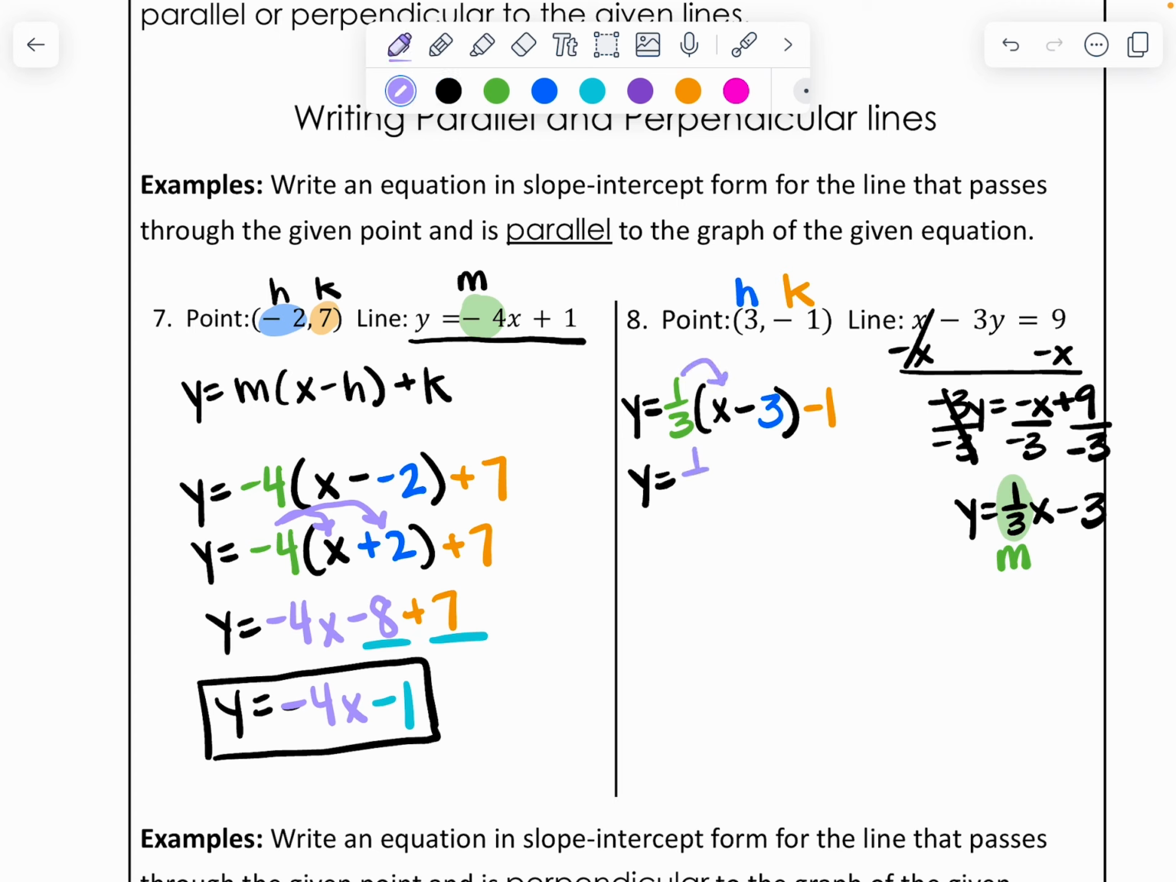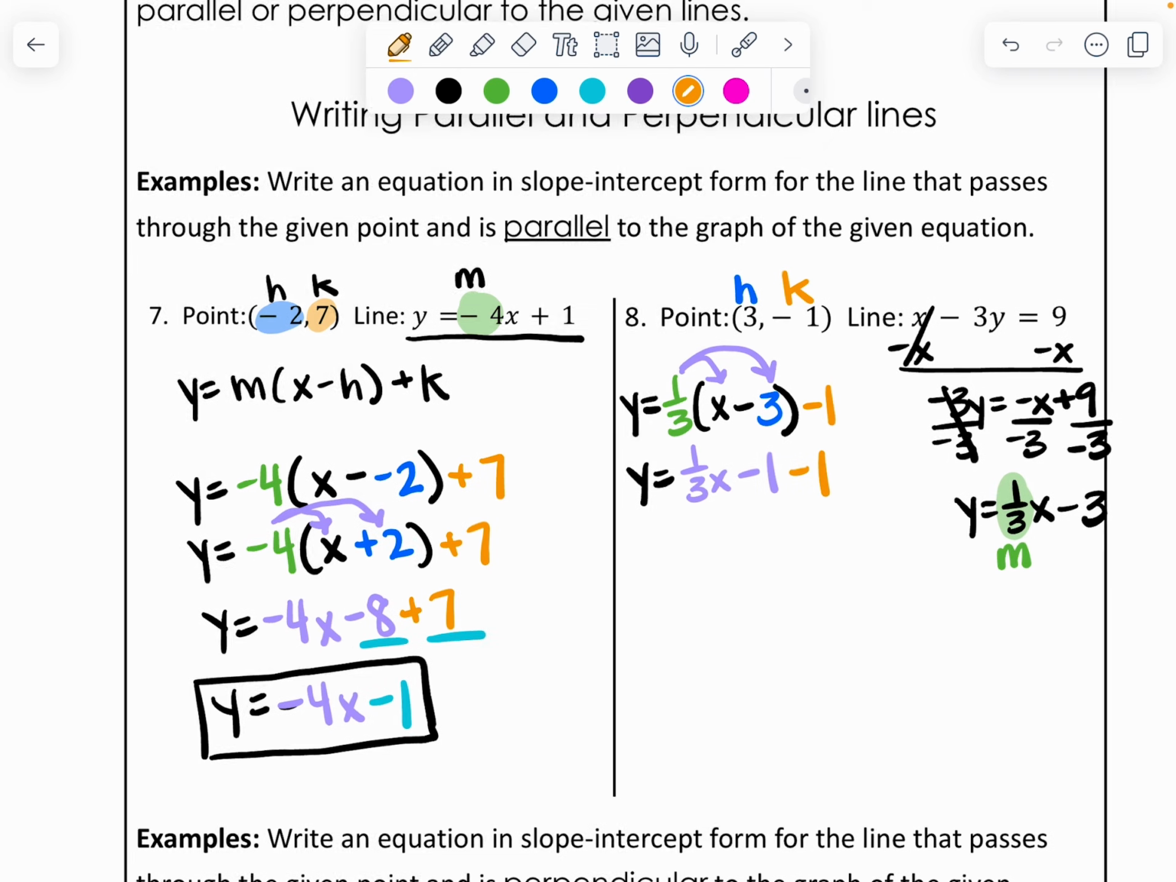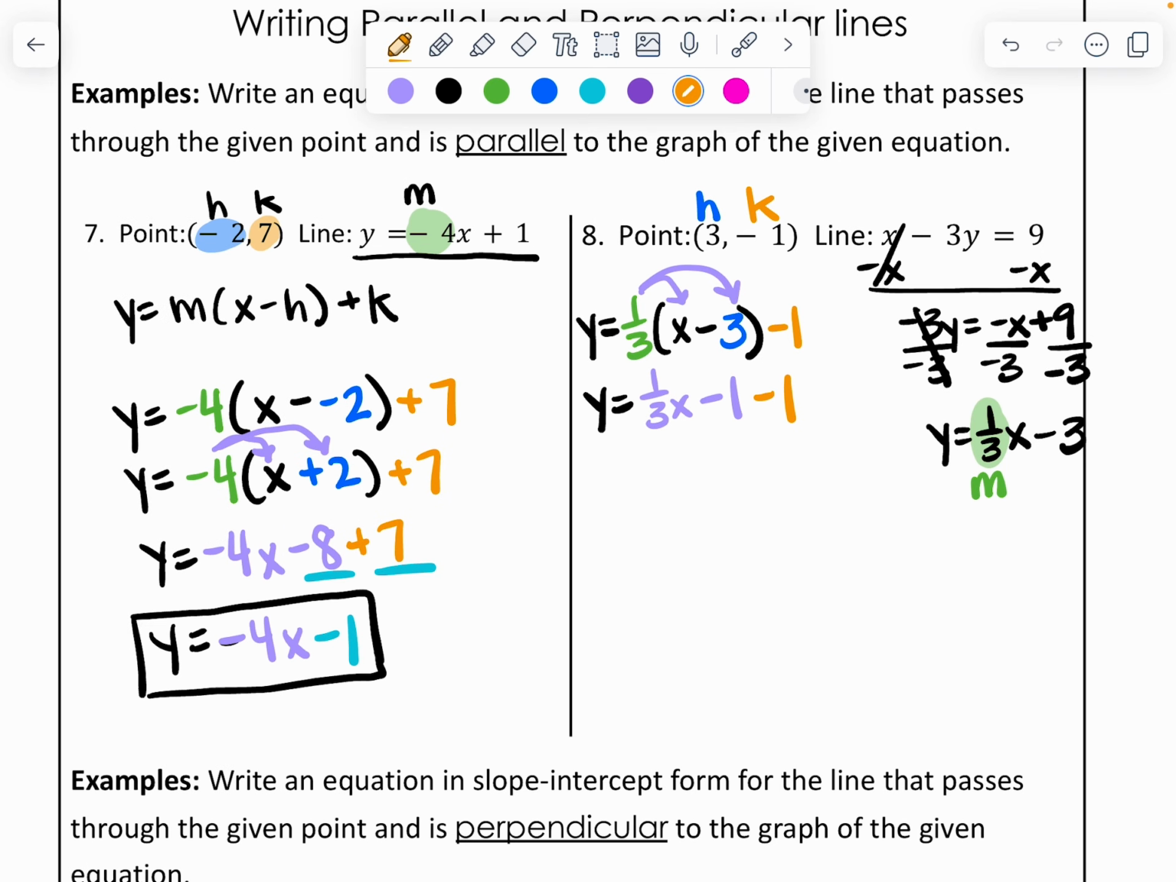Distribute. So we have 1/3x minus 1 minus 1. If you have a hard time with fractions and multiplying, I highly suggest using a calculator. 1/3 times -3. I don't want people to get stuck on the fraction part of it because that's not the skill we're focusing on. So go ahead and just use a calculator. Last step is combine like terms. 1/3x minus 2. And this is the equation of a line that is parallel to x minus 3y equals 9.